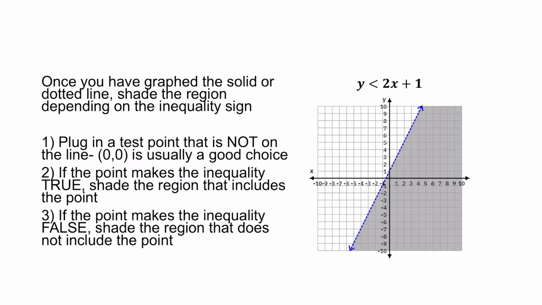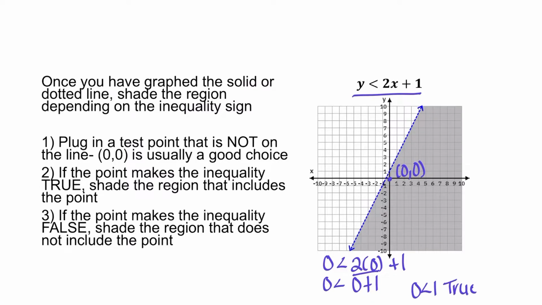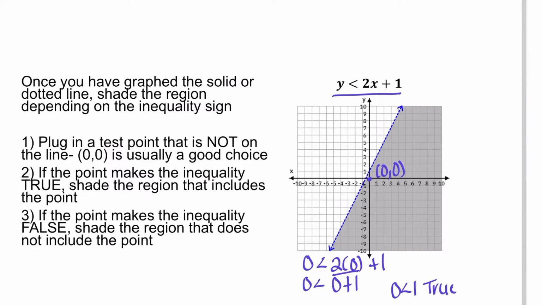For example, you can see here the point (0, 0) is included in the shaded region. If I plug into this inequality, I get 0 is less than 2 times 0 plus 1. That is saying that 0 is less than 0 plus 1, which tells me that 0 is less than 1. That is true, so that is why the region that includes (0, 0) is shaded in this graph.